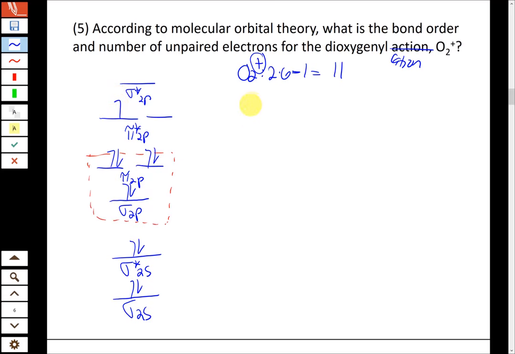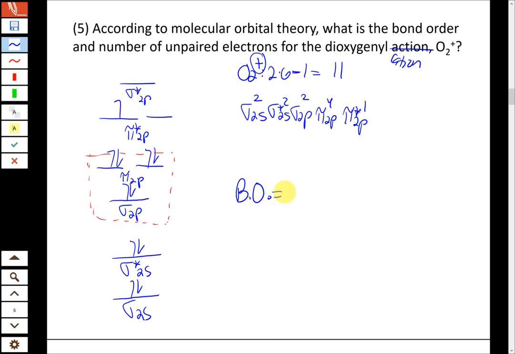So the configuration for this, which we don't really need for this problem, if we were asked to write it out, would be sigma 2s2, sigma star 2s2, so those are both filled. Sigma 2p is filled with 2 electrons. Pi 2p is filled with 4 electrons. There's 2 of those degenerate orbitals. And then our pi star has 1 electron in it. So that's the total configuration, which we don't really need to worry about for this problem, but that would be what it is. But the 2 things that it's asking are bond order and number of unpaired electrons.